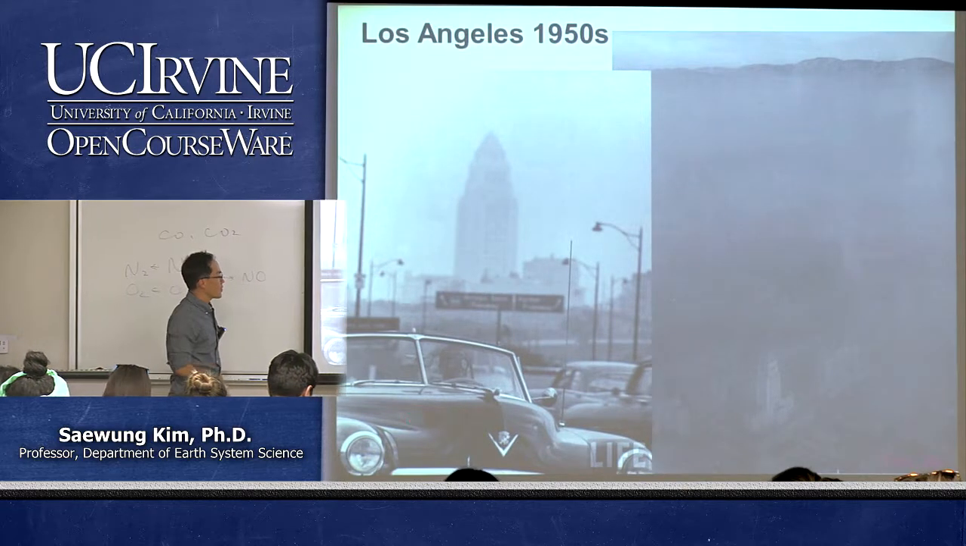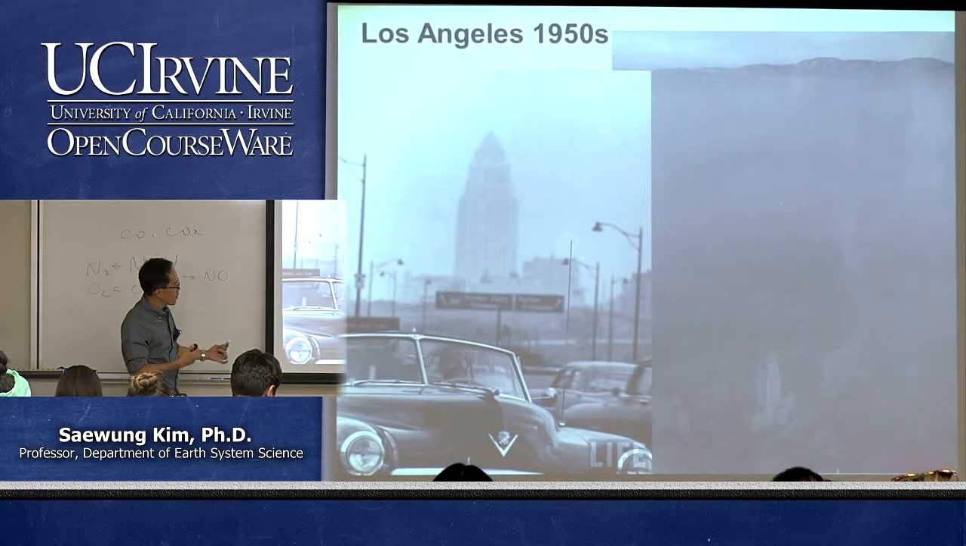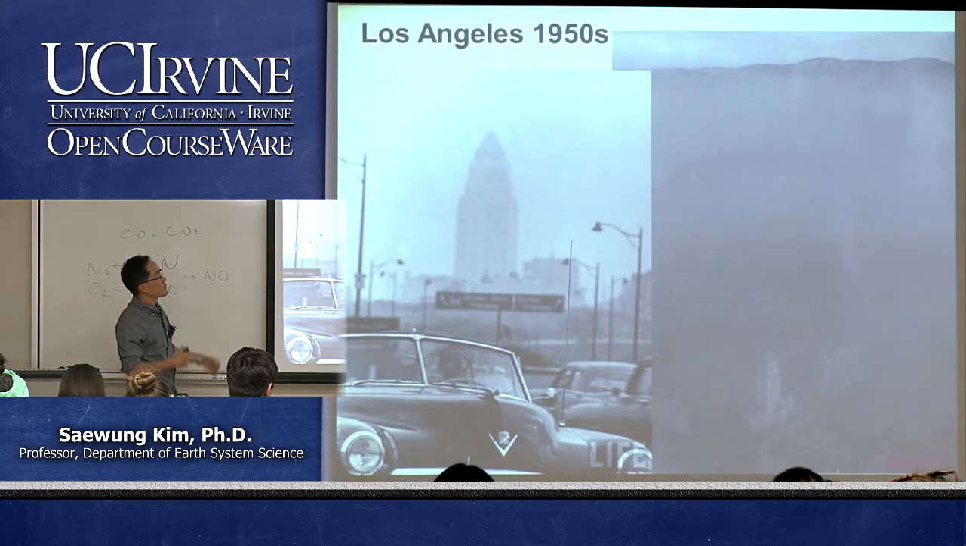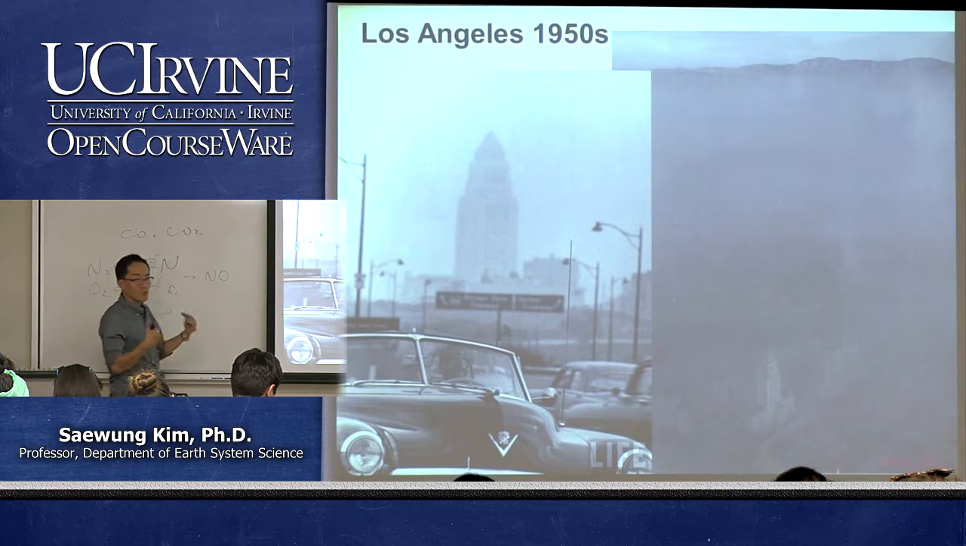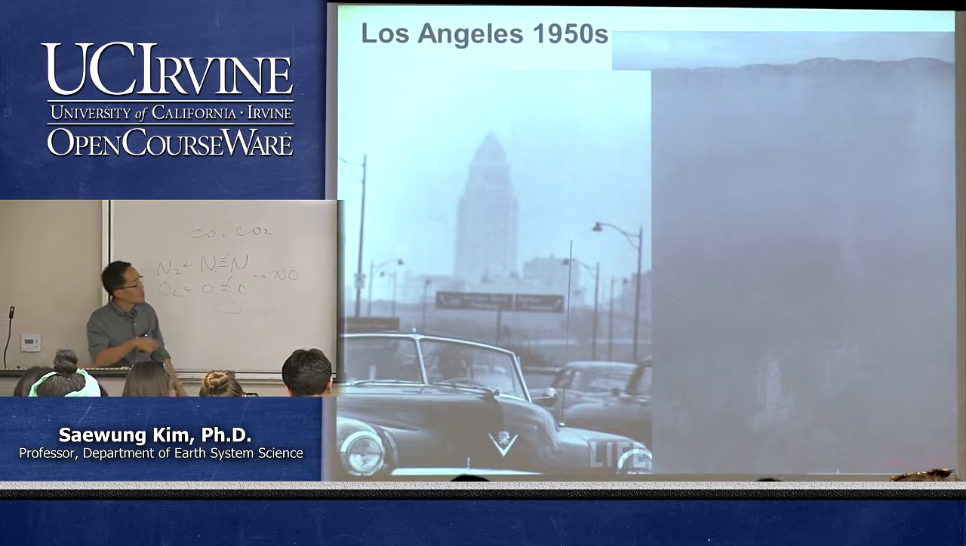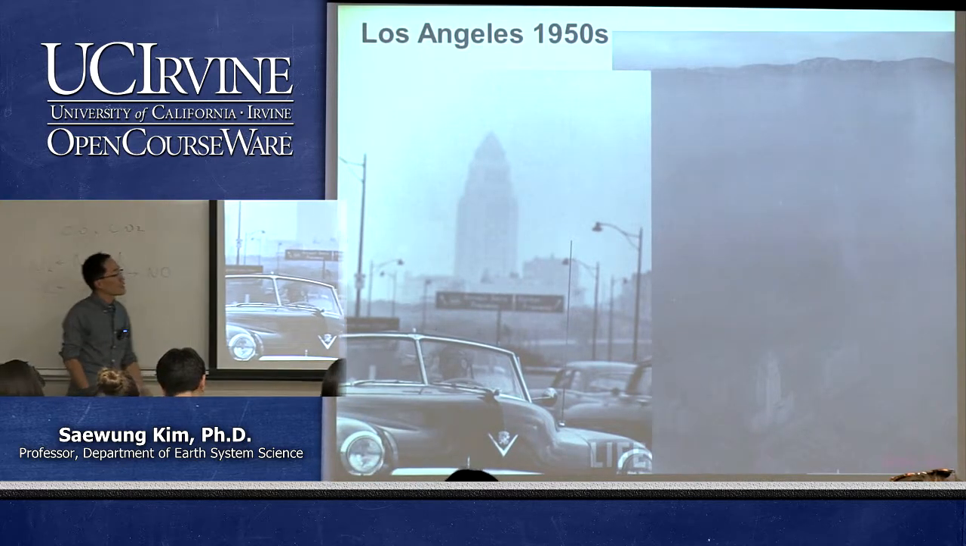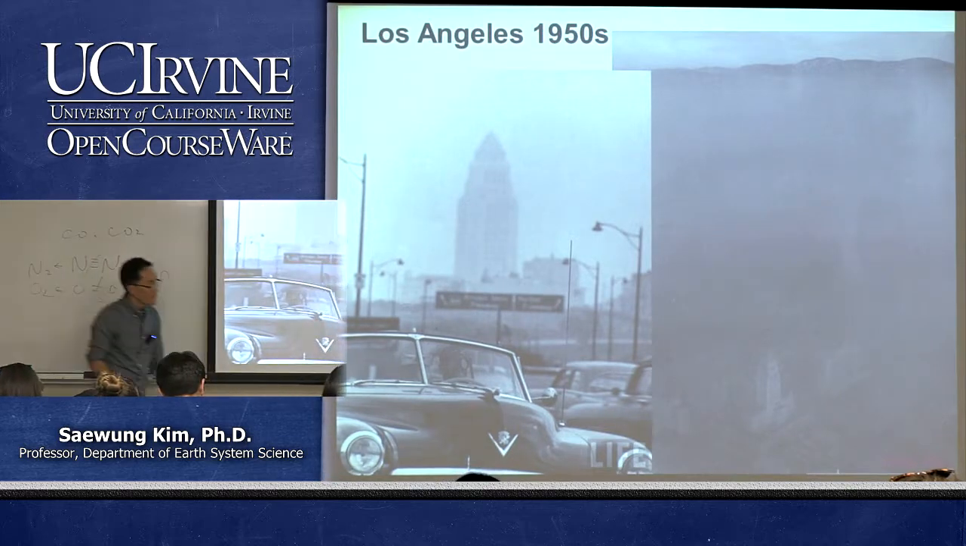And then obviously it's cars. I don't know, can you see this or not? This guy is driving a shiny car, but literally wearing a gas mask, right? It was this bad, people were actually wearing gas masks at the time, 1950. So this is one aerial photo. Basically you cannot see anything in the Los Angeles basin area.